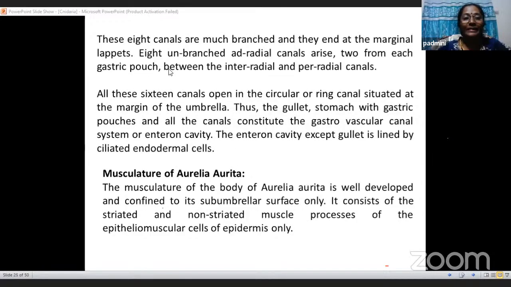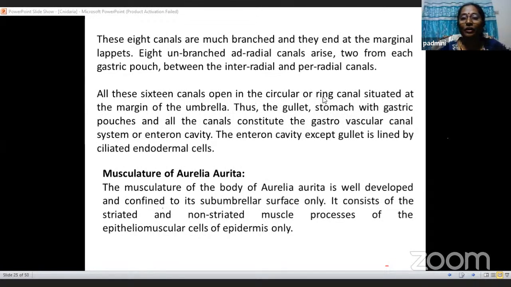And then these 8 canals are much branched and they end. What are the 8 canals? The adradial canals. Each of the 8 unbranched adradial canals arise, 2 from each gastric pouch. That is, if they have a gastric pouch, 2 from here, 2 from there. So at all the 4 side corners, 2, 2. So they end up having 8 unbranched between the interradial and the perradial canals. And all these 16 canals, what are the 16 canals? 8 adradials and 8 perradial and interradial canals. So they all sum up to 16 canals.